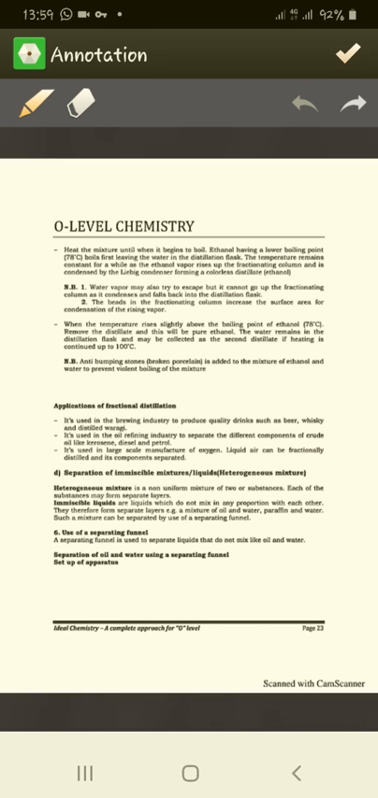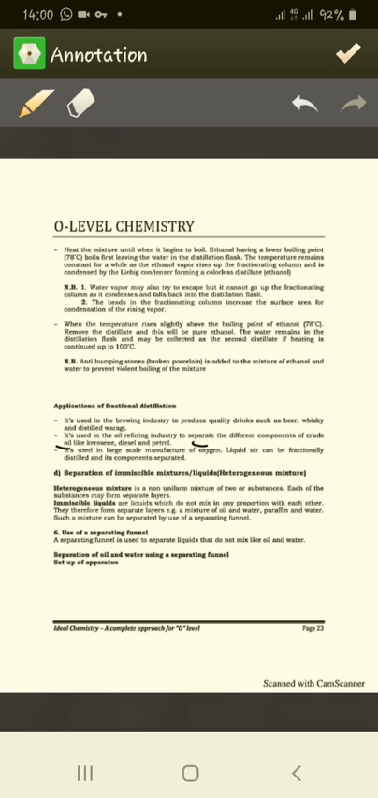Let's look at applications of fractional distillation. It is used in the brewing industry to produce quality drinks such as beer and ethanol. I have already told you whiskey, that is all ethanol, waragi, distilled waragi. All that is done by fractional distillation. It is used in the refining industry to separate components of crude oil. Petrol and diesel, all those are separated by fractional distillation.